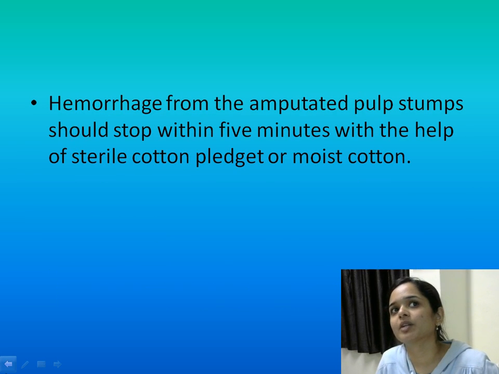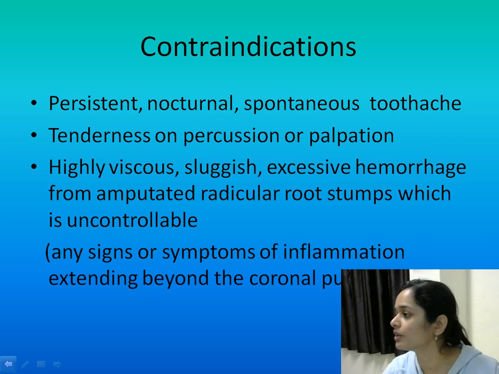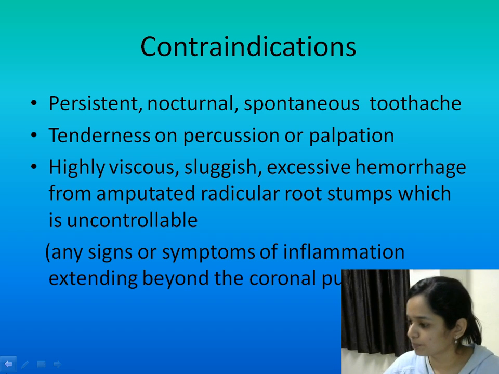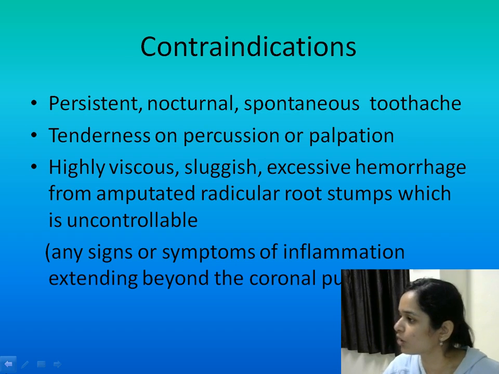Hemorrhage from the amputated pulp stump should stop within 5 minutes with the help of sterile cotton pledget or moist cotton. Contraindications: persistent, nocturnal, spontaneous toothache. I have already told. Tenderness on percussion or palpation. Tenderness means there is periapical spread. Highly viscous, sluggish, excessive hemorrhage from amputated pulp stumps, I mean, not root stumps, okay? Pulp stumps, which is uncontrollable. Any sign or symptoms of inflammation extending beyond the coronal pulp, that is a contraindication.